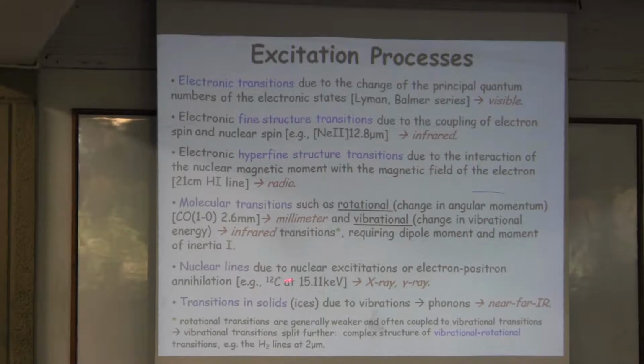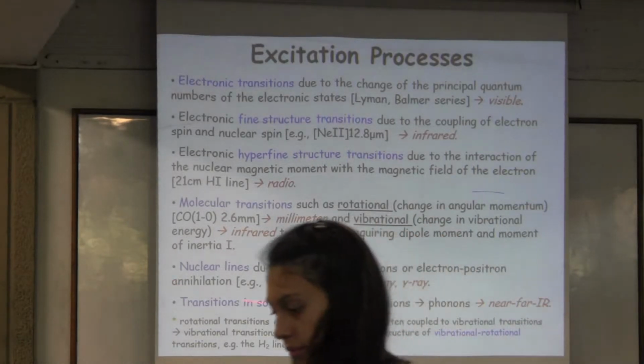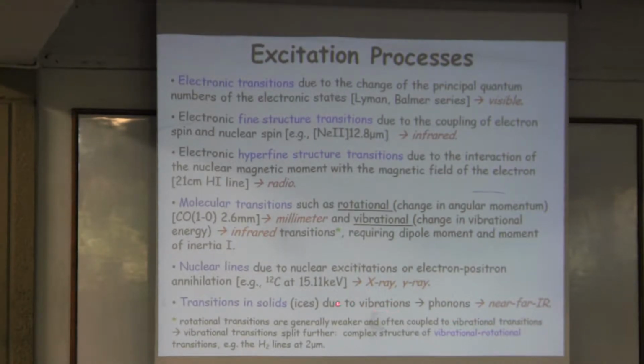And there are nuclear lines, which are energy level differences in the nucleus. And you can imagine that these require a lot of energy. So they're observed at very high energies, 15 keV, and they're only seen in X-ray or gamma ray. And then you have transitions in solids as well, in ices. So this is when it gets in the dense, cold interstellar medium for star formation, for example. And I think that's relevant here.